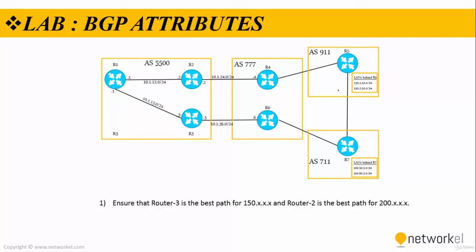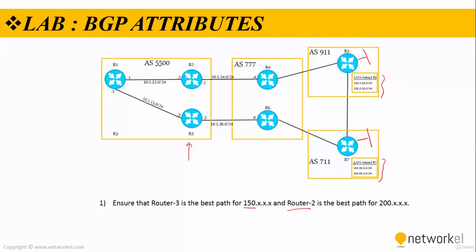We have a topology which consists of 7 routers, as you can see, and we need to ensure that router 3 is the best path for the 150.x.x.x networks, which are the local area networks behind router 5, and that router 2 is the best path for the 200.x.x.x networks, which are the local area networks behind router 7.